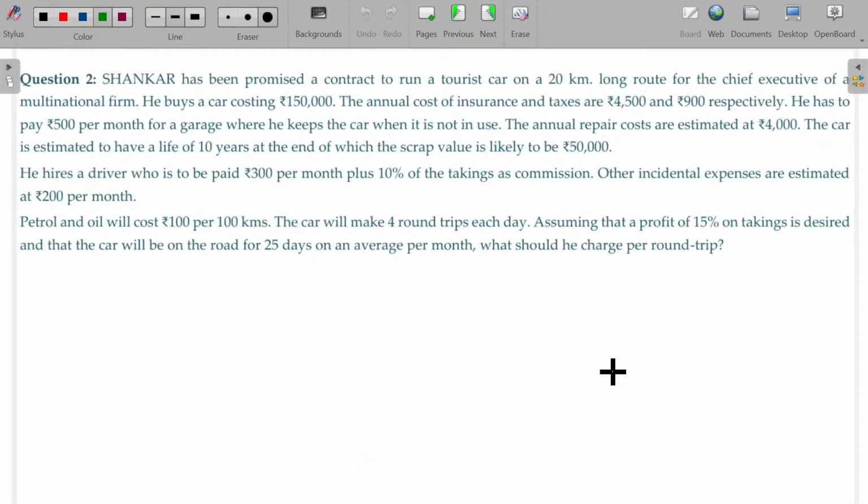Now we'll go for the next illustration. Sankar has been promised a contract to run a tourist car on a 20-kilometer long route for the chief executive of a multinational firm. He buys a car costing 1,50,000. Annual cost of insurance and taxes are 4,500.